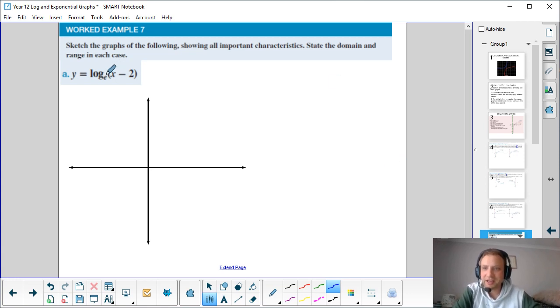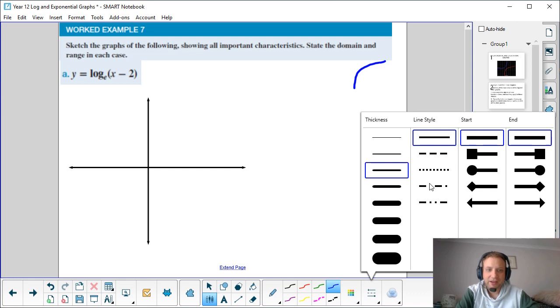So we've got the equation here. We've got log base e, and we've got x minus 2 inside here. We want to graph this equation, we want to show important characteristics and state the domain and range. So generally what we should be thinking about is the basic shape of the graph, which is similar to this shape here. We look at what transformations are being done. There's only one transformation being done to this graph. There is a -2 there next to x.